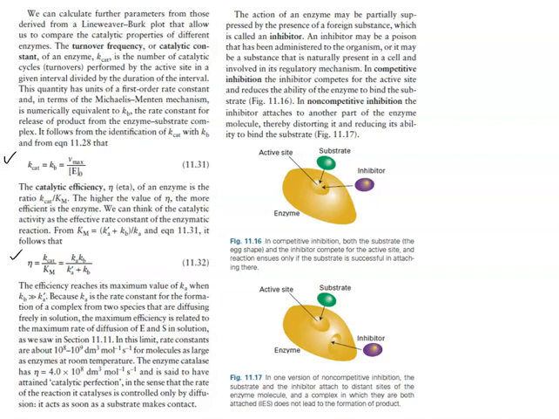The action of an enzyme may be partially suppressed by the presence of a foreign substance, which is called an inhibitor. An inhibitor may be a poison that has been administered to the organism, or it may be a substance that is naturally present in a cell and involved in its regulatory mechanism. In competitive inhibition, the inhibitor competes for the active site and reduces the ability of the enzyme to bind the substrate, which is what we see in 11.16 below. In non-competitive inhibition, the inhibitor attaches to another part of the enzyme molecule, thereby distorting it and reducing its ability to bind the substrate by modifying its tertiary structure and modifying the active site so that it can no longer interact with the substrate effectively.